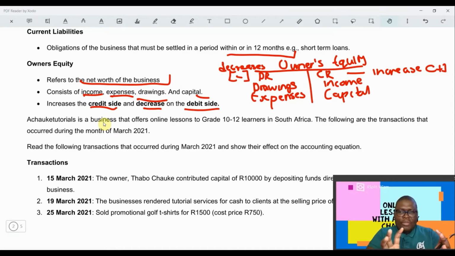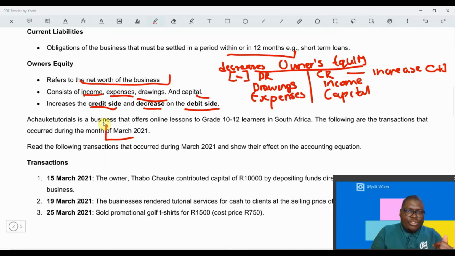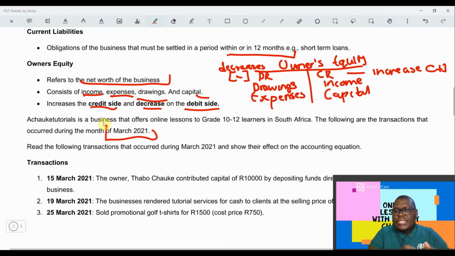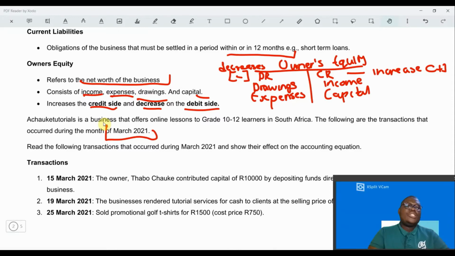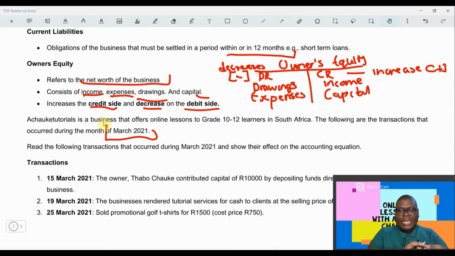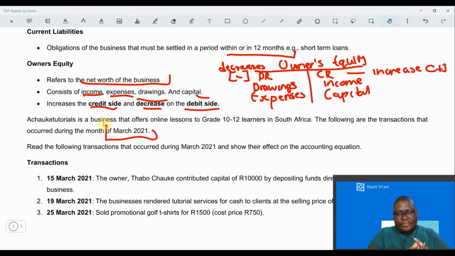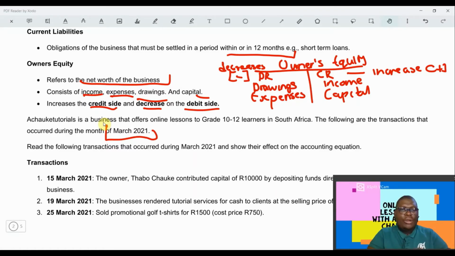Okay, and with all this being said, we're going to look at the transactions that occurred at Chauke Tutorials during the month of March 2021. One of the things that you need to pay attention to when you deal with the accounting equation is that you must keep in mind the period in which these transactions are occurring, and this will help you a lot.